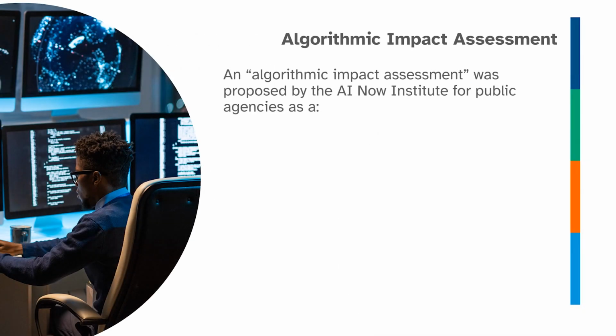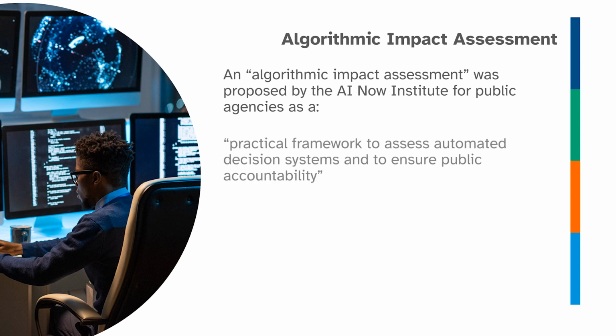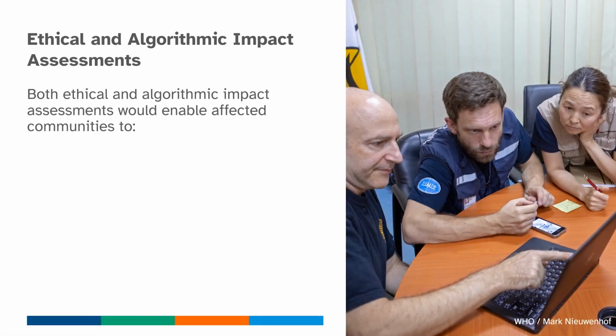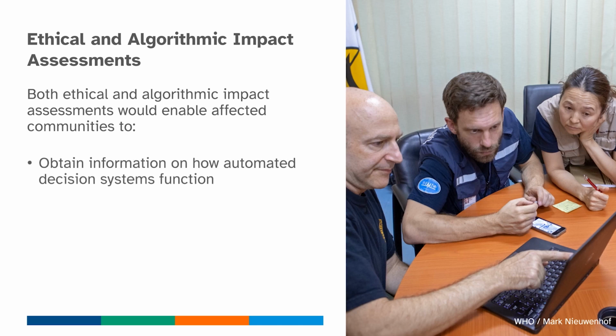An algorithmic impact assessment was proposed by the AI Now Institute for Public Agencies as a practical framework to assess automated decision systems and to ensure public accountability. Both ethical and algorithmic impact assessments would enable affected communities to obtain information on how automated decision systems function and to determine whether they are acceptable.